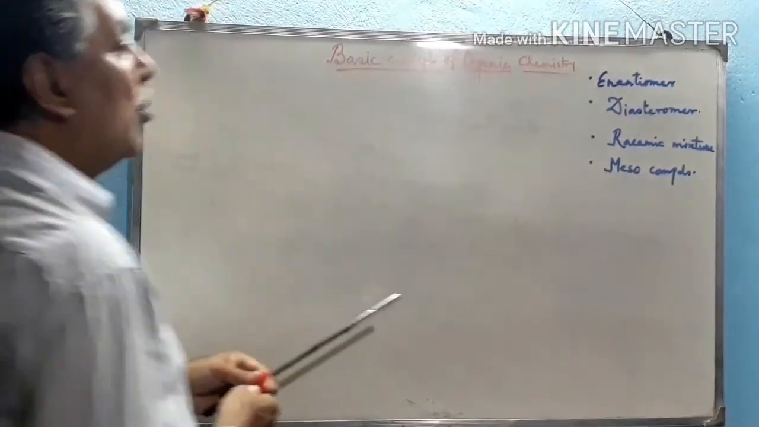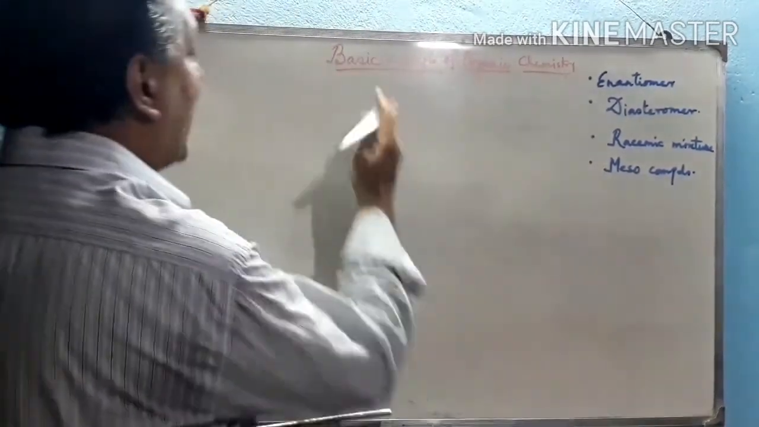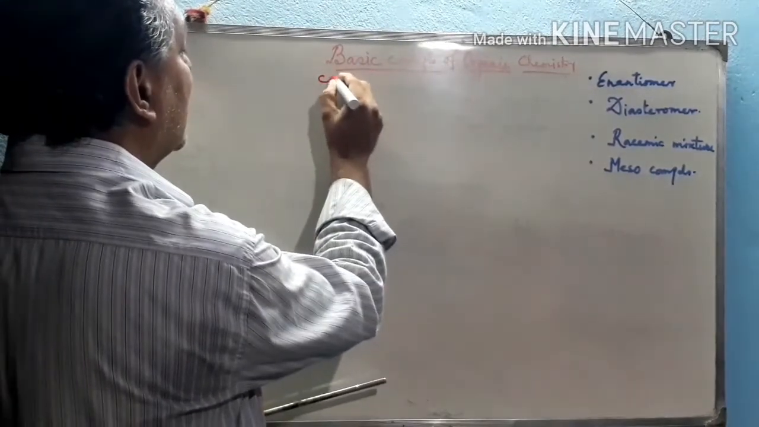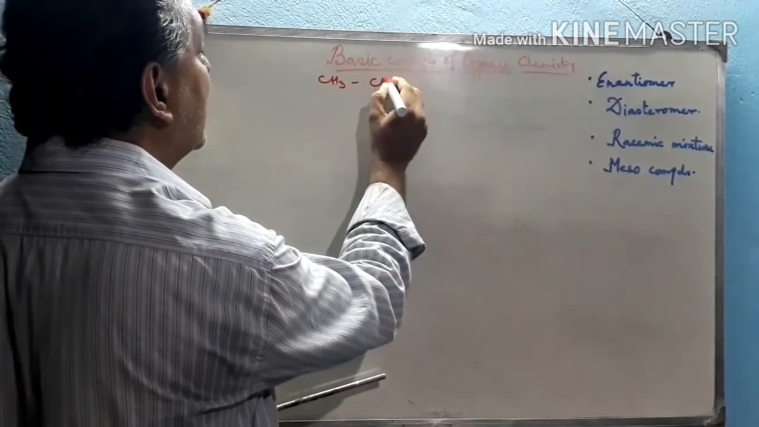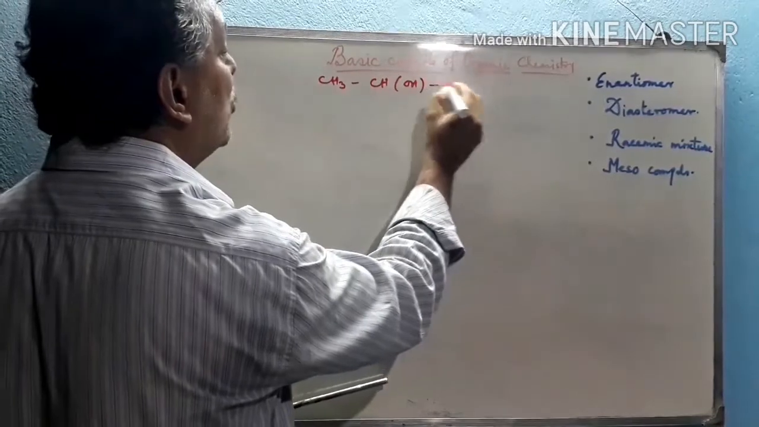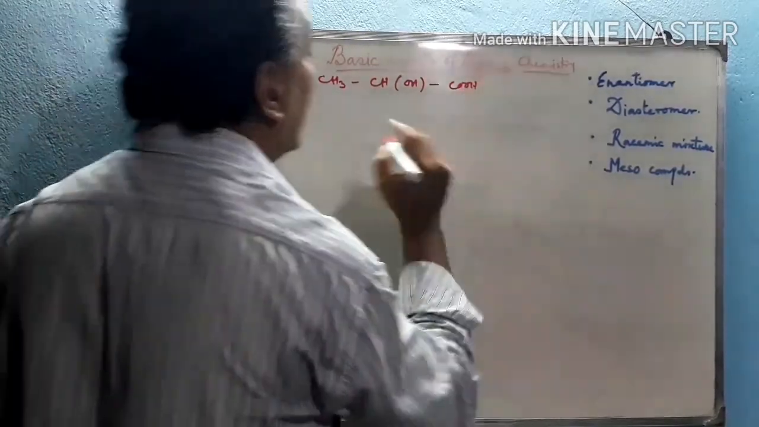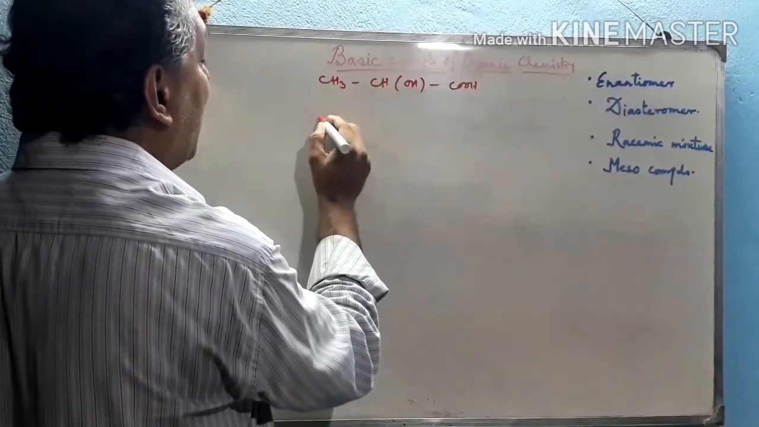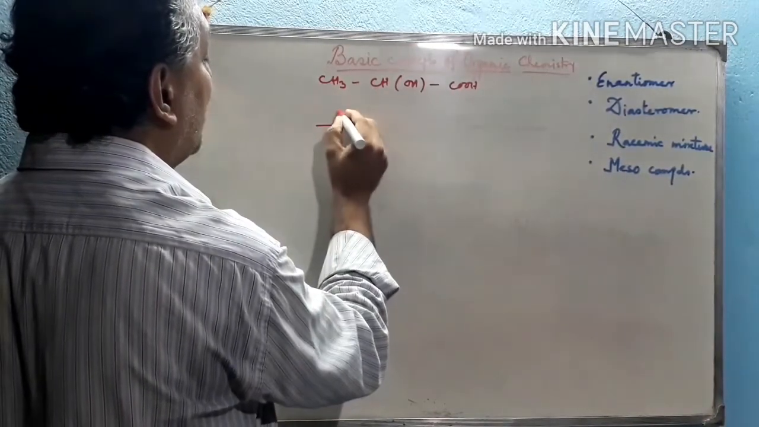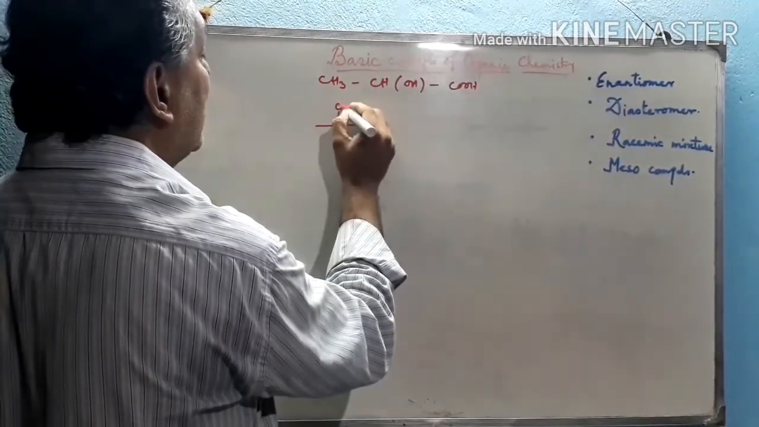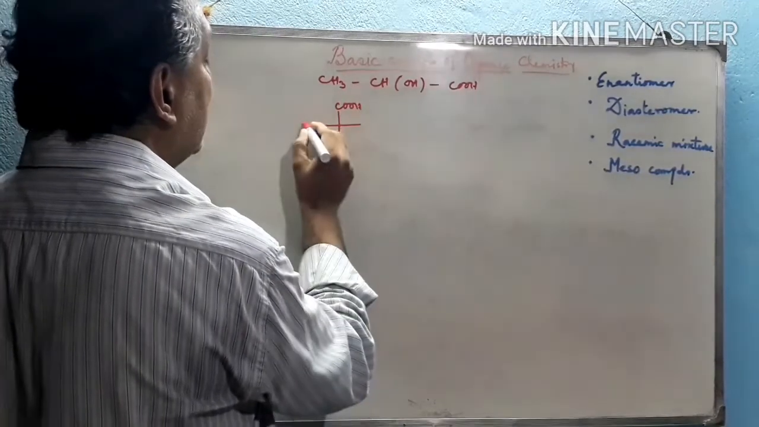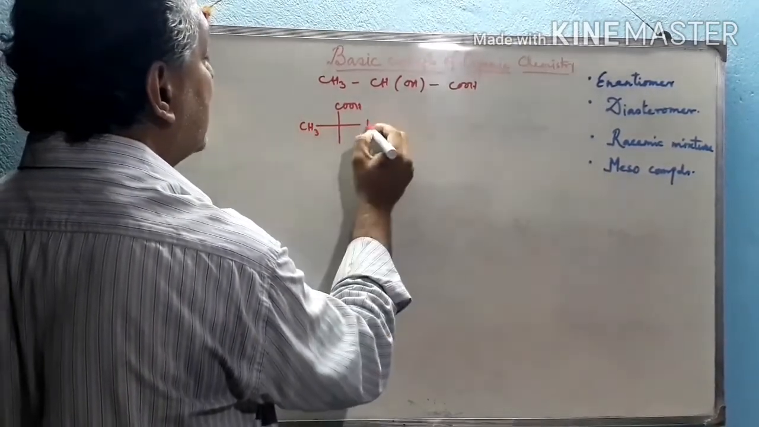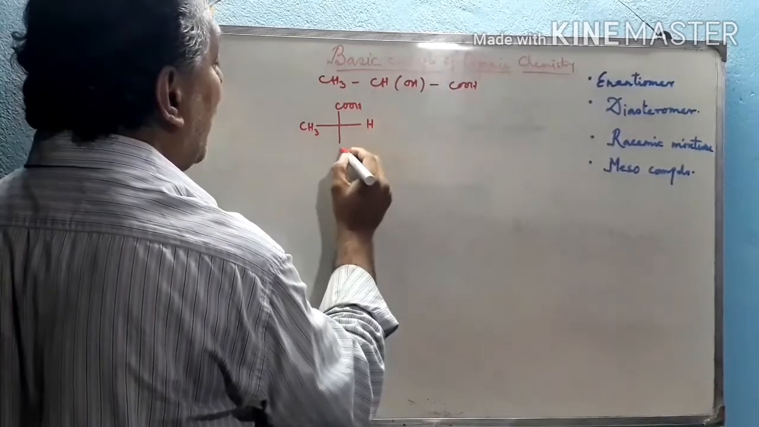So first we have to draw the structure of lactic acid. The formula of lactic acid is CH3CHOHCOOH, that means 2-hydroxypropanoic acid. If we draw the Fischer projection of this compound, COOH is here, CH3 is here, H is here, and OH is here.